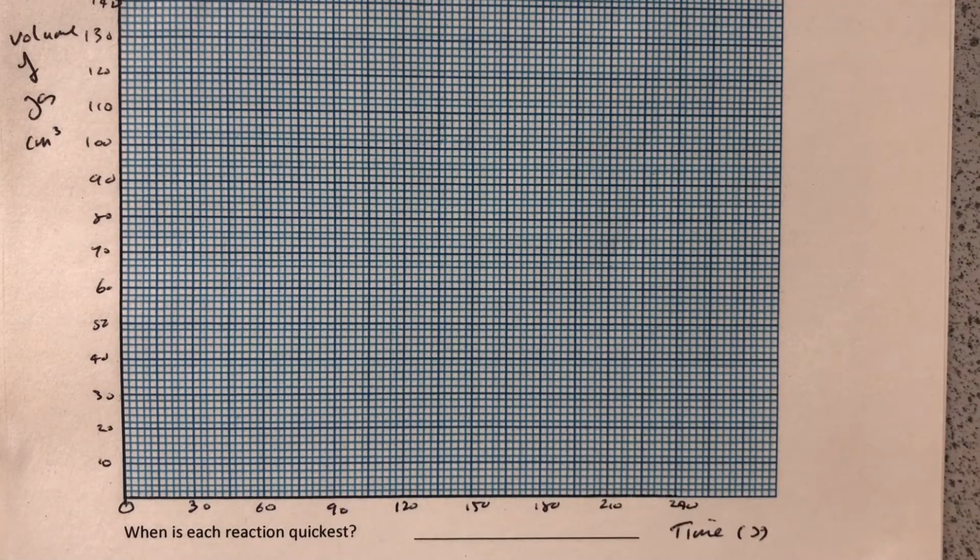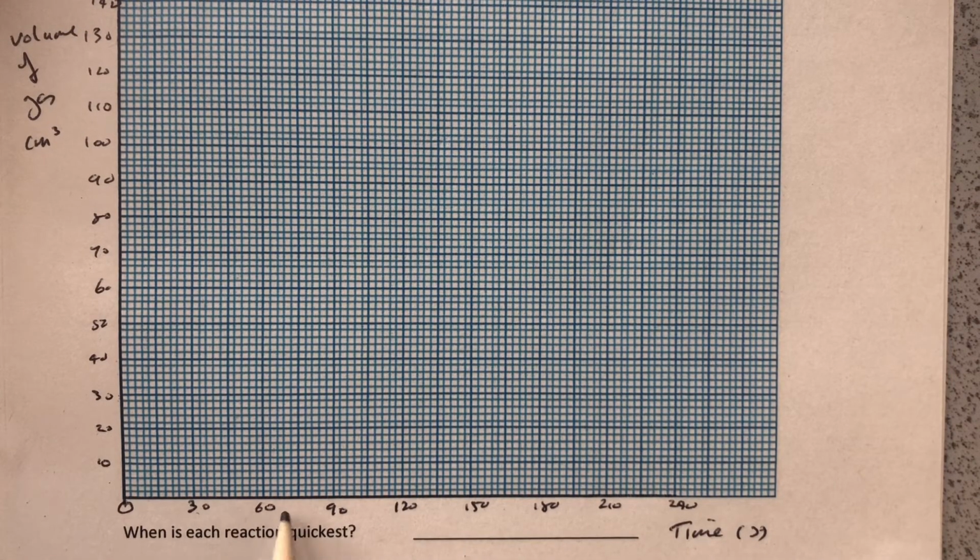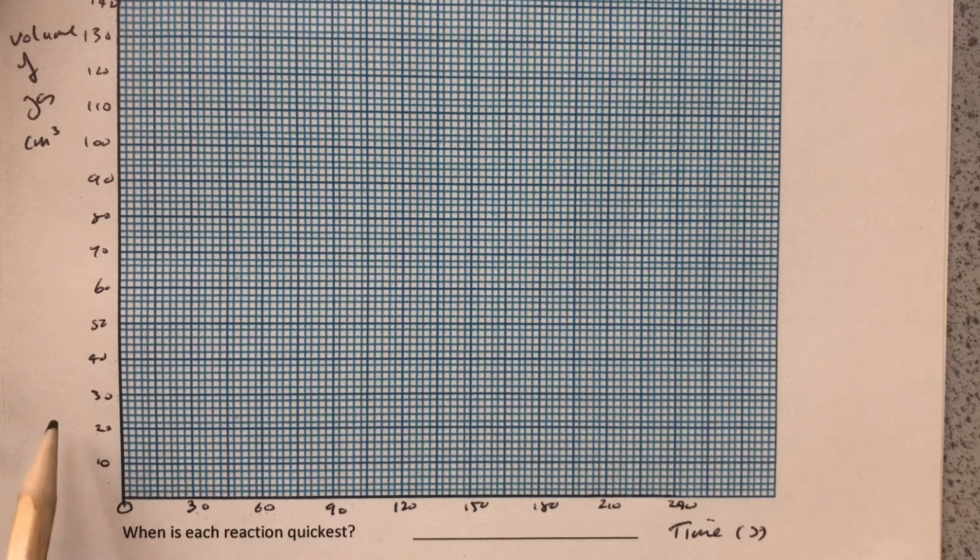So we're ready to plot our graph now. I've already drawn up the axes. I've got time on the bottom. We decided to take the volume of gas every 30 seconds. The one we decide, time in fairly even increments, always goes on the bottom. We didn't know what the volume of gas was going to be, so the one we don't know goes up the side.